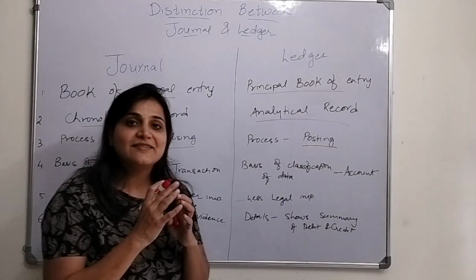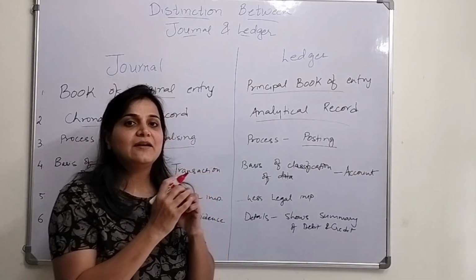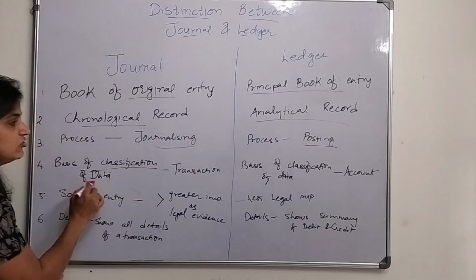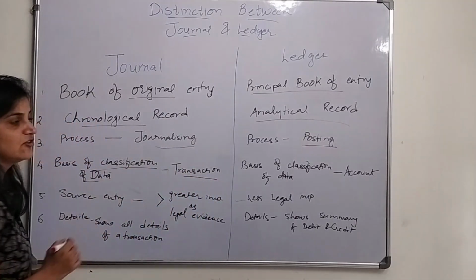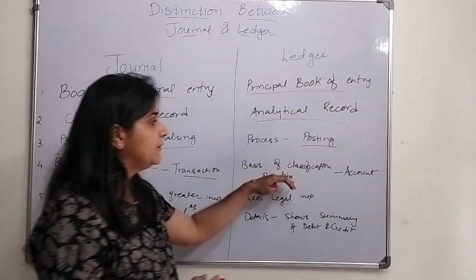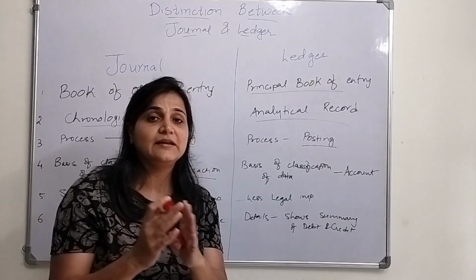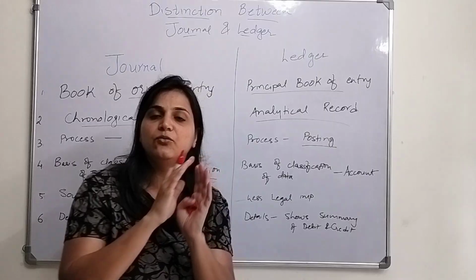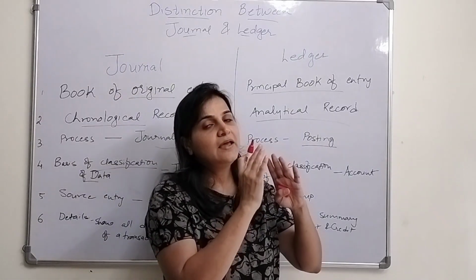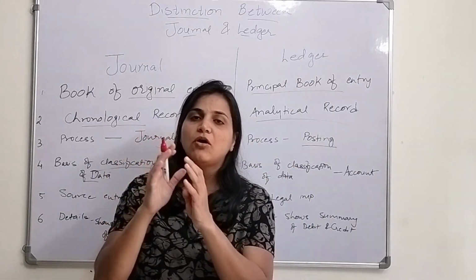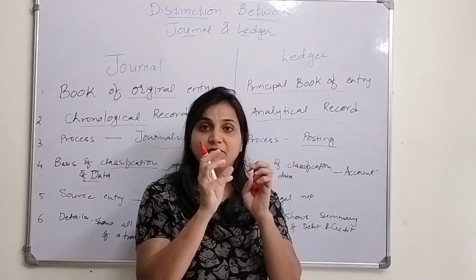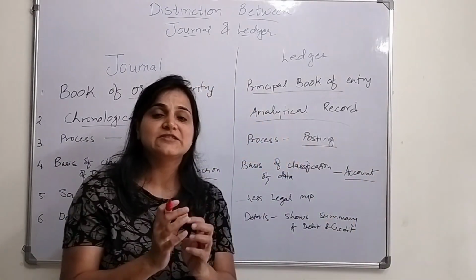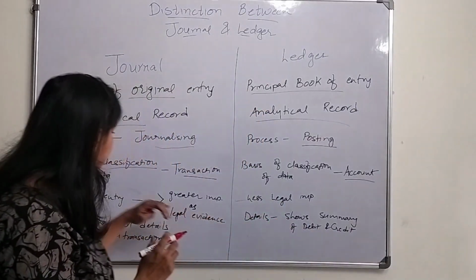In the journal, the transaction occurred and on that basis the data is recorded. So the basis of classification of data is the transaction. In the ledger, we classify the data based on particular accounts, temporary, permanent, assets, liabilities, capital, expense, income. All these have a particular account. So here the basis of classification is the particular account.